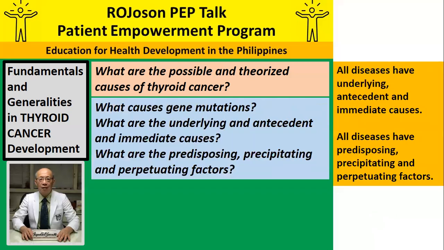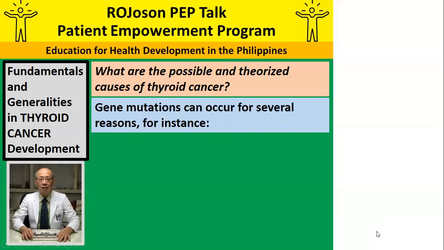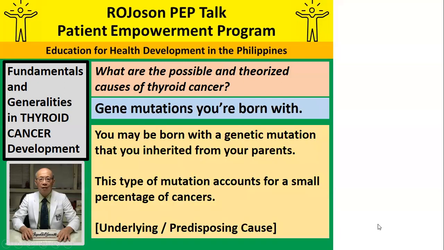What causes gene mutations? What are the underlying, antecedent, and immediate causes? And what are the predisposing, precipitating, and perpetuating factors? Gene mutations can occur for several reasons. For instance, you may be born with a gene mutation that you inherited from your parents. This type of mutation, though, accounts only for a small percentage of cancers. This can be the underlying or predisposing cause.